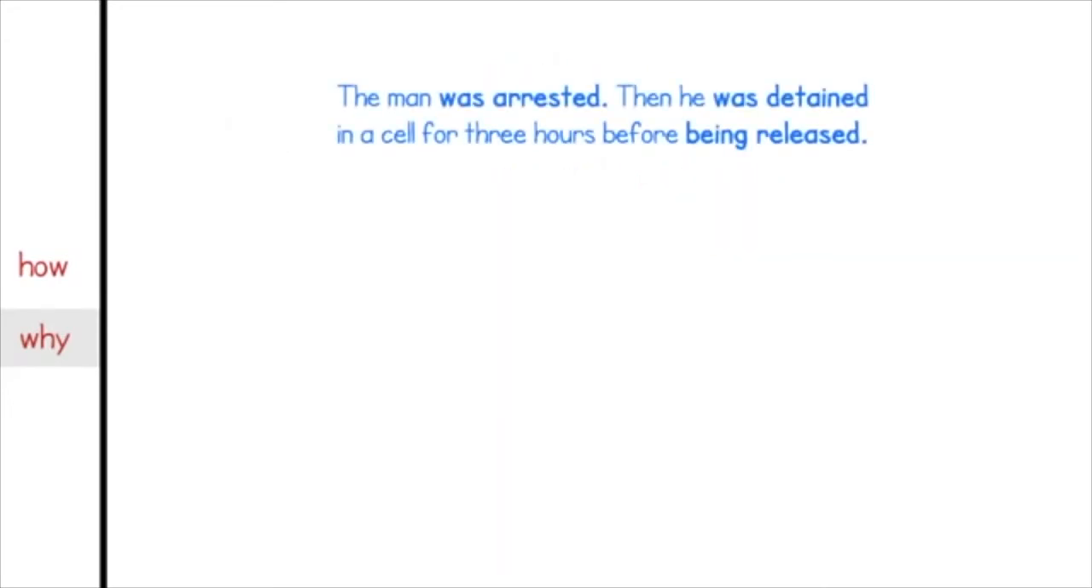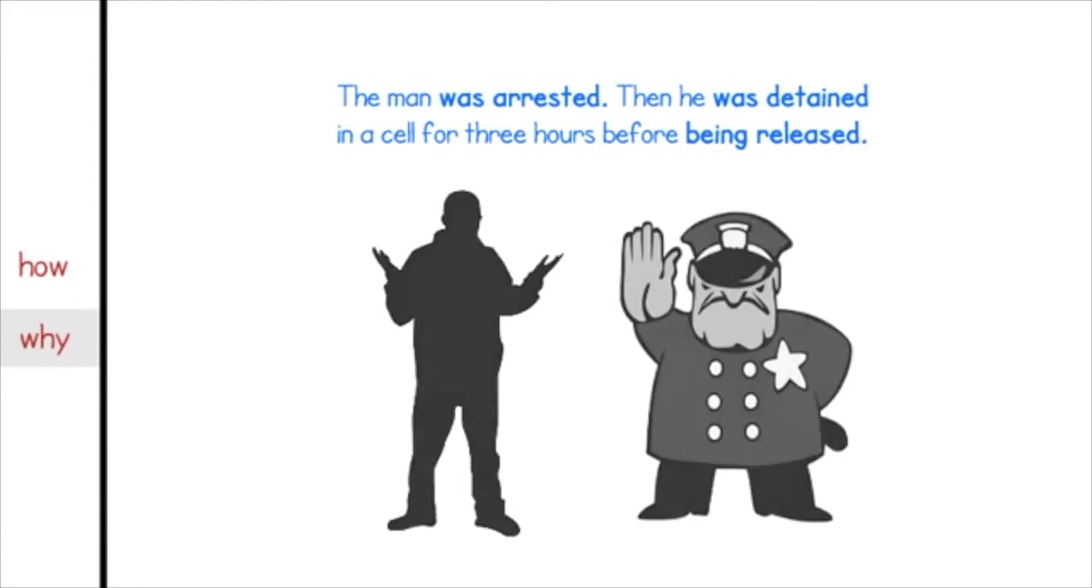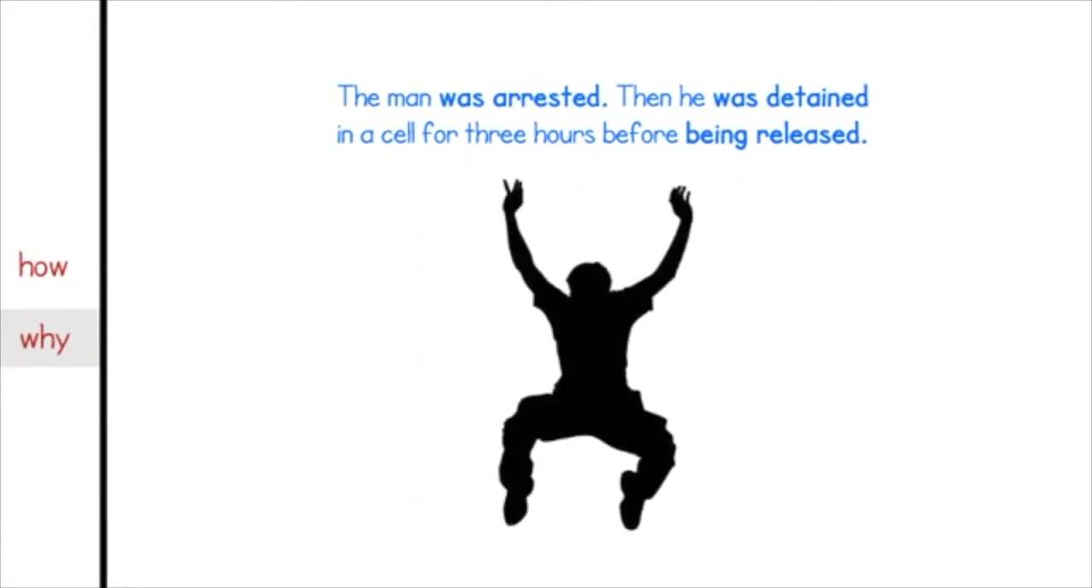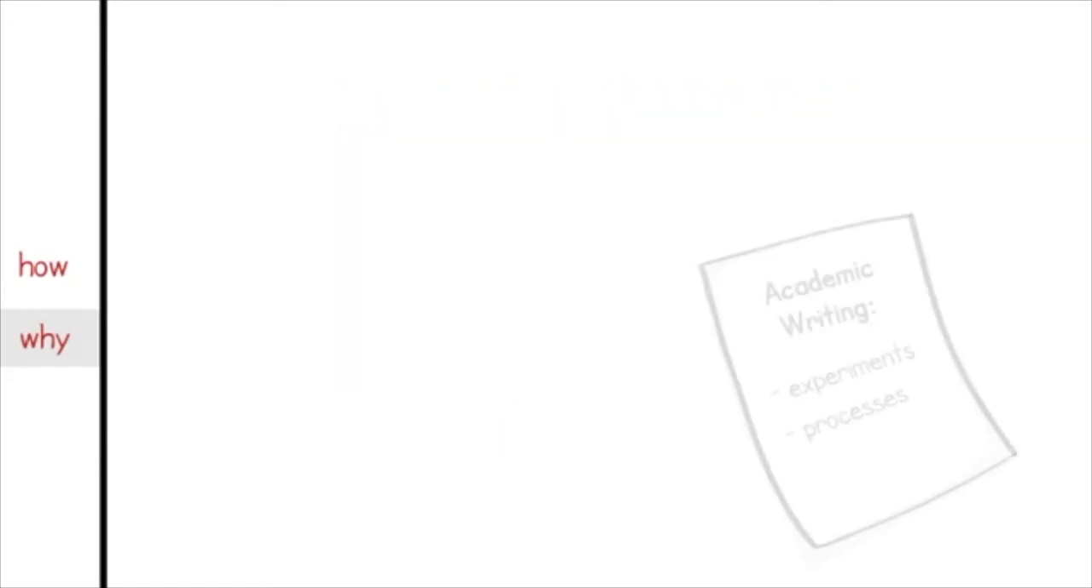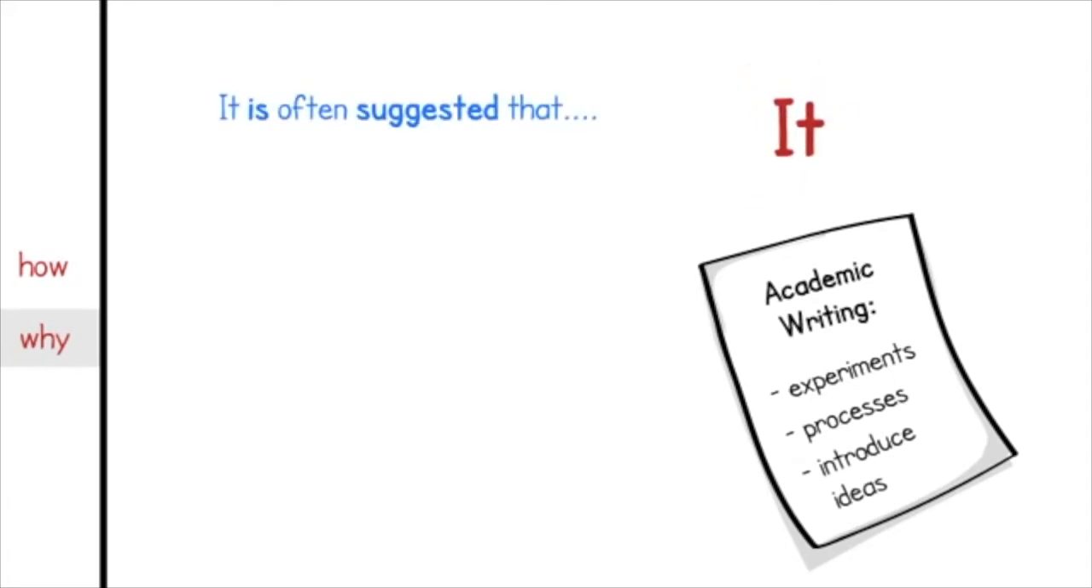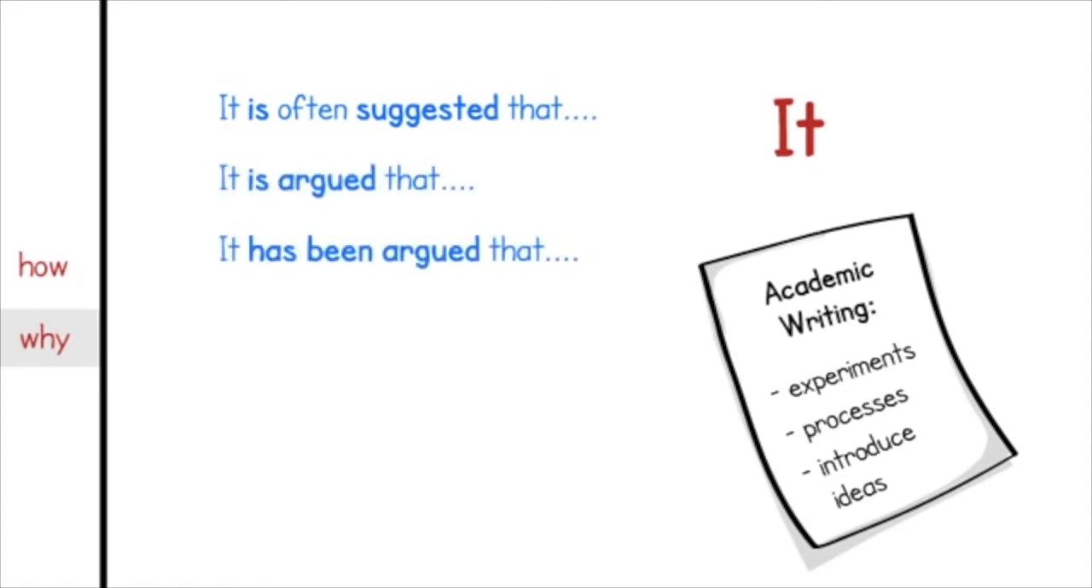Here is an example of another process, this time related to law. The man was arrested. Then he was detained in a cell for 3 hours before being released. Notice the different tenses being used in the passive form. In academic writing, the passive is also frequently used to introduce ideas using the word it. For example, it is often suggested that, it is argued that, it has been argued that, it has been said that.